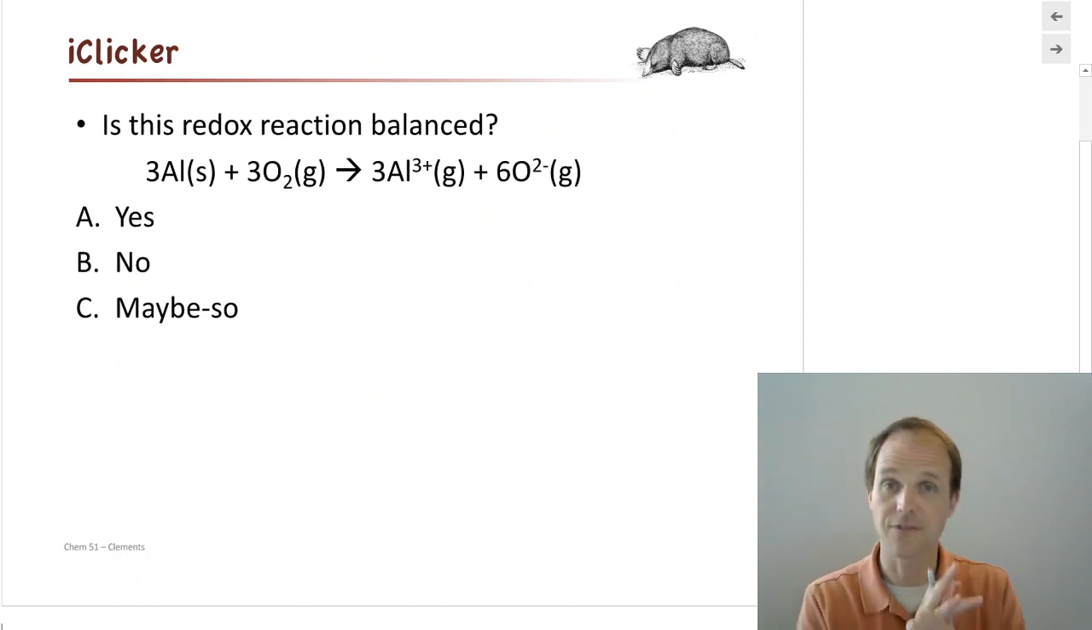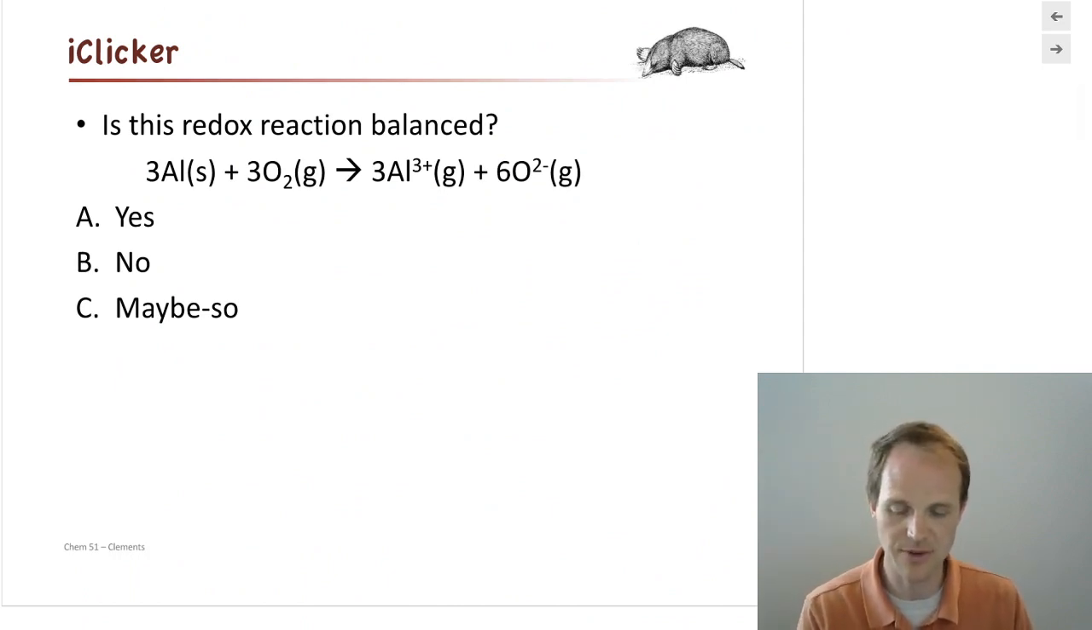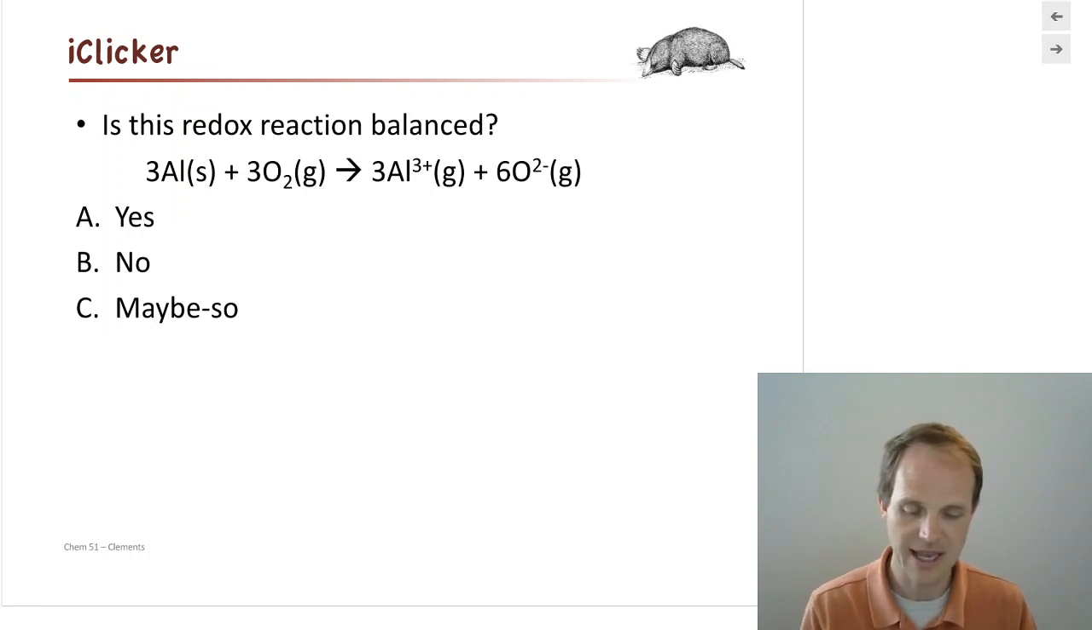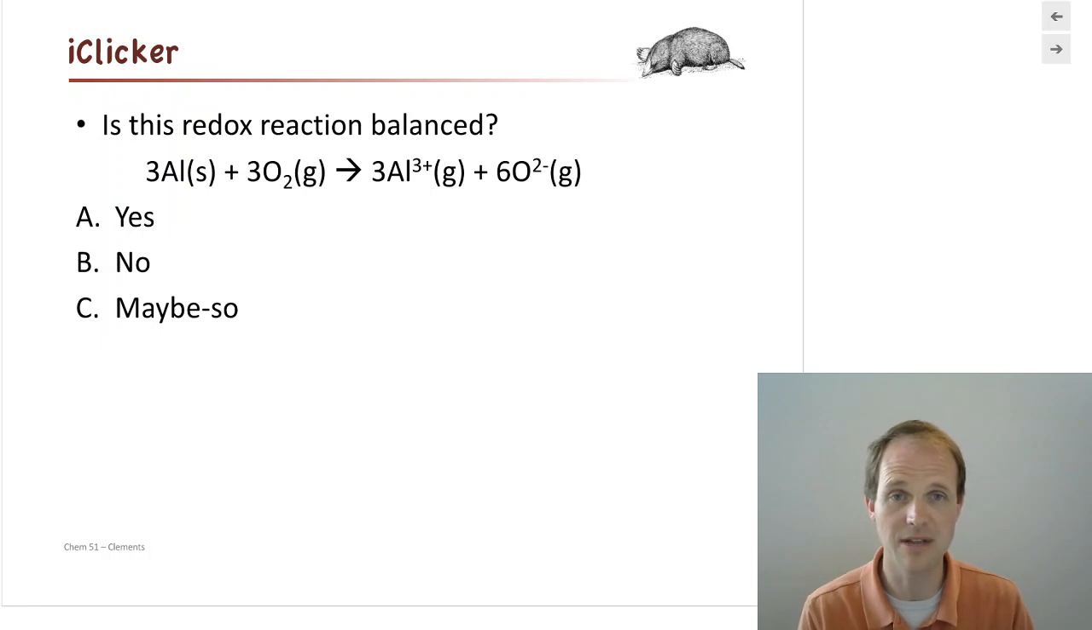All right. So first check, let's just see, is this reaction balanced? We've got 3 aluminums, 3 oxygens, making 3 aluminums and 6 oxygens, and the answer is yes, no, or maybe. So.